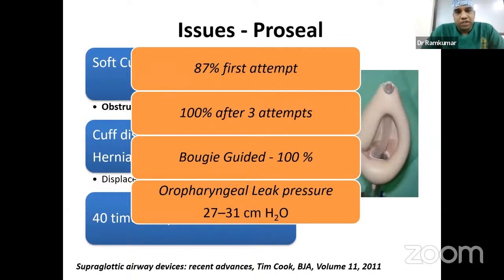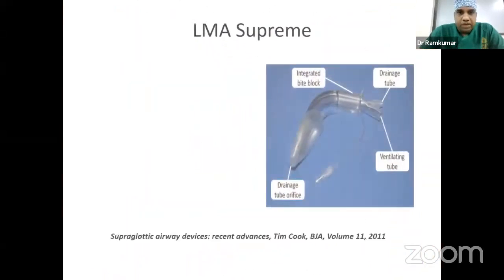the success rate improves to 100% with 3 attempts. And with the Bougie-guided technique, even the first attempt success rate is 100%. That's pure, 100% correct placement. The oropharyngeal leak pressure for ProSil is around 27 to 31, which is almost the highest of the available devices in our kind of practice.